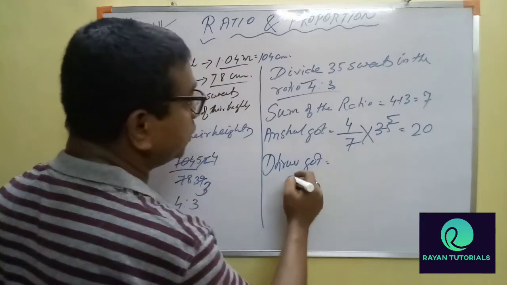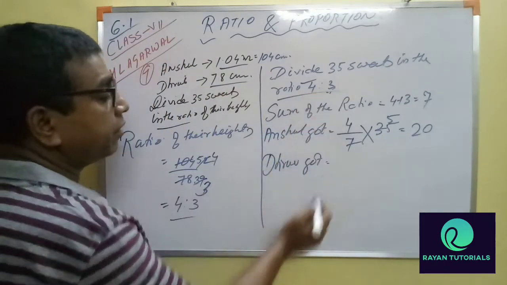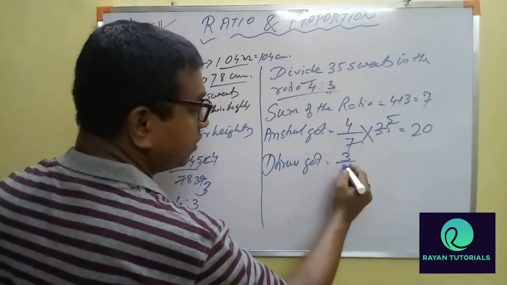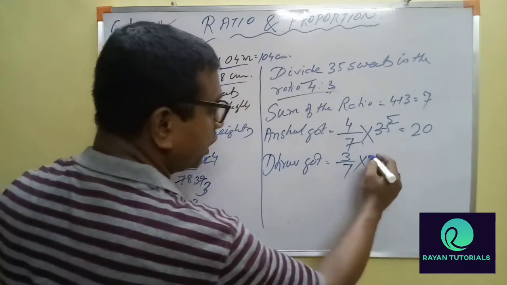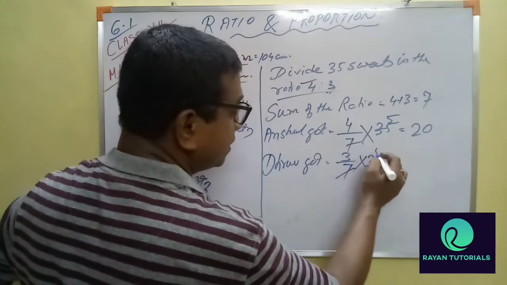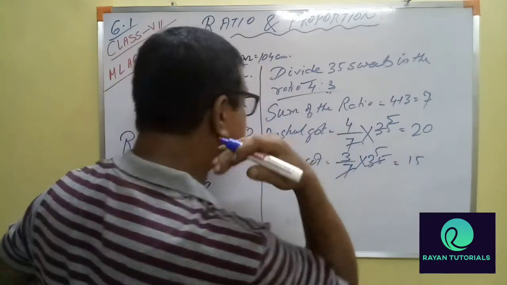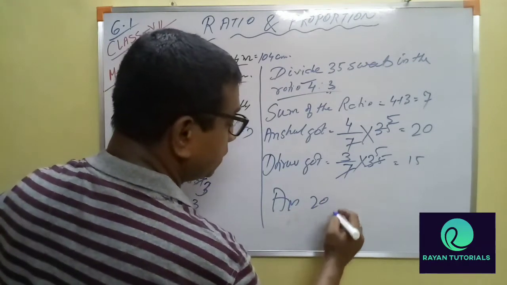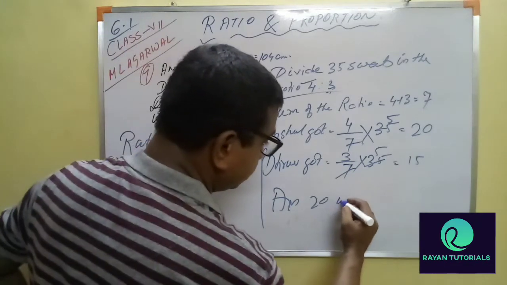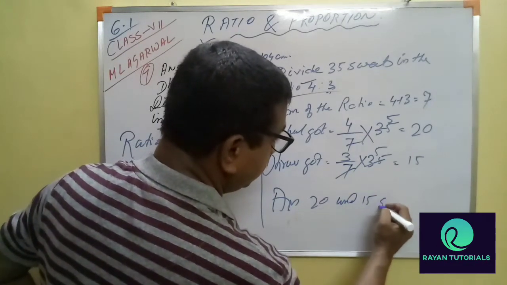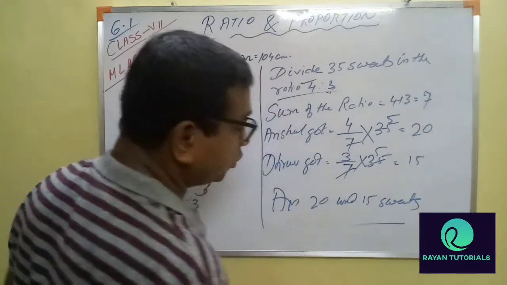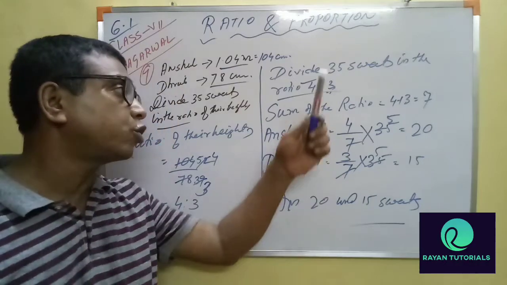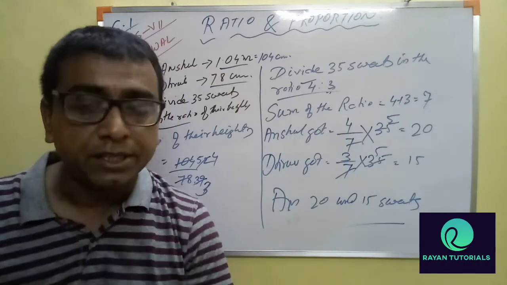Now Dhruv got, what was Dhruv's heights ratio? 3. So 3. What was the sum of the ratio? 7. 7 into total number of sweets 35. 7 5s are 35, 3 5s are 15. So my answer is 20 and 15 sweets. Now for checking your answer, you will just calculate 20 plus 15, how much? 35. So you got total 35 sweets. Clear?